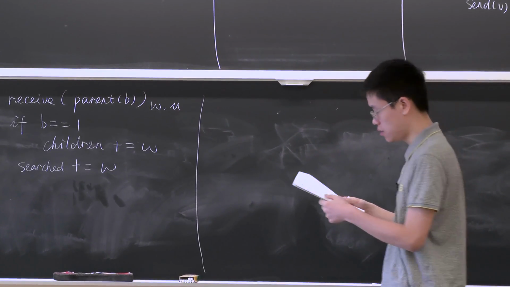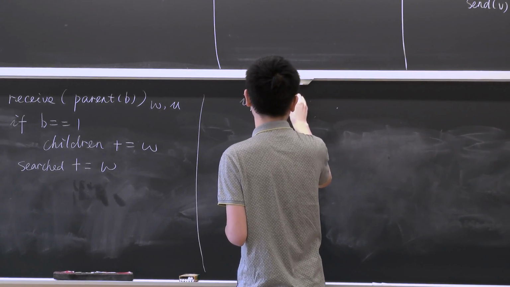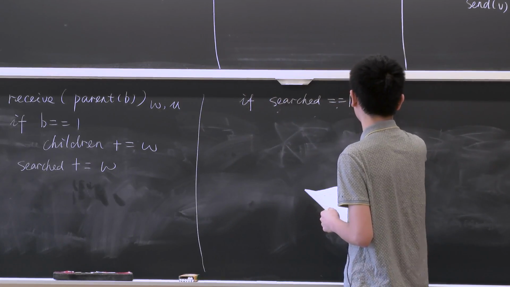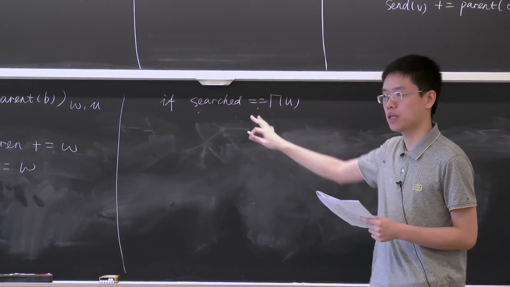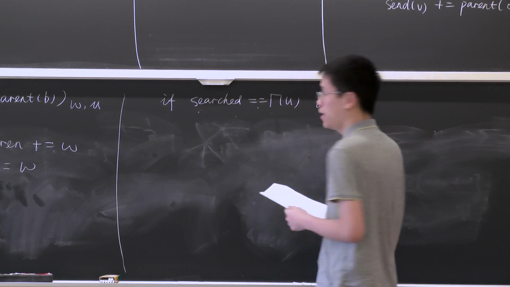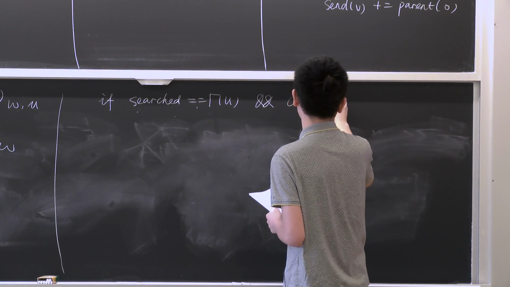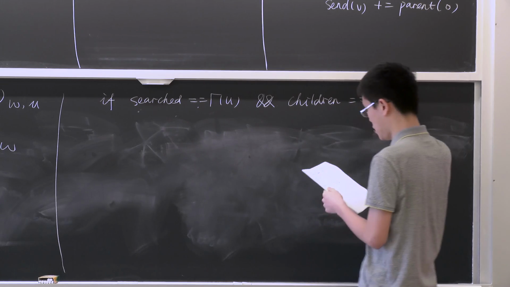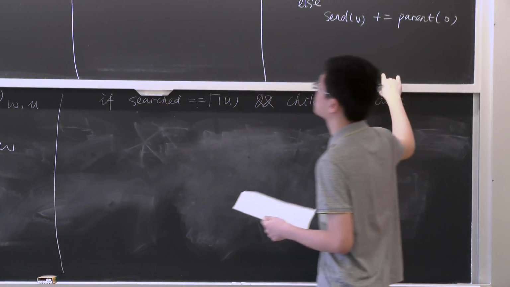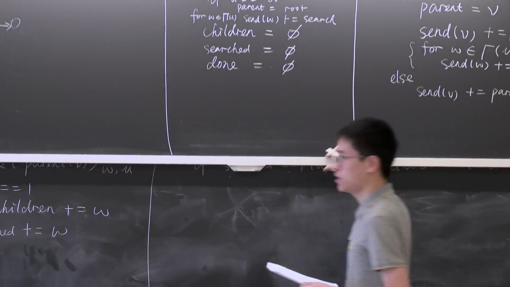As a last step, if this searched list equals my neighbor list, that means everyone has responded, and all my children are done. Then I need a new variable called done. That's another list tracking who has finished and who has not.